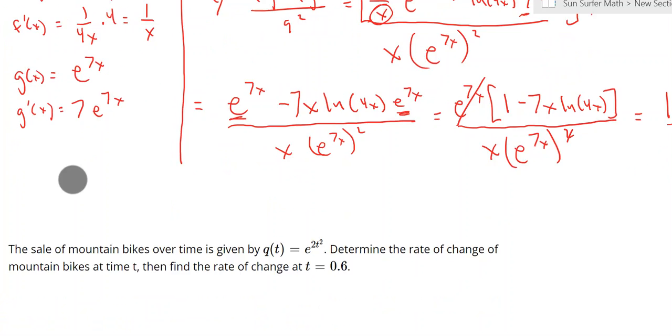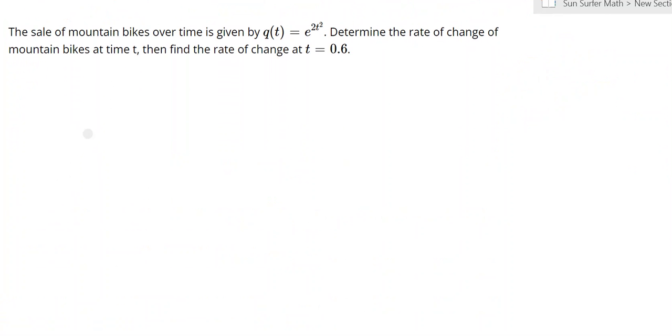And the last problem I want to do is an application problem. The sale of mountain bikes over time is given by this function. Determine the rate of change of mountain bikes at time t. That's the first thing we have to do. And then find the rate of change at t equals 0.6. So remember, the rate of change at time t means instantaneous. Rate of change is the derivative. So this is just a fancy way of saying find the derivative of this function.